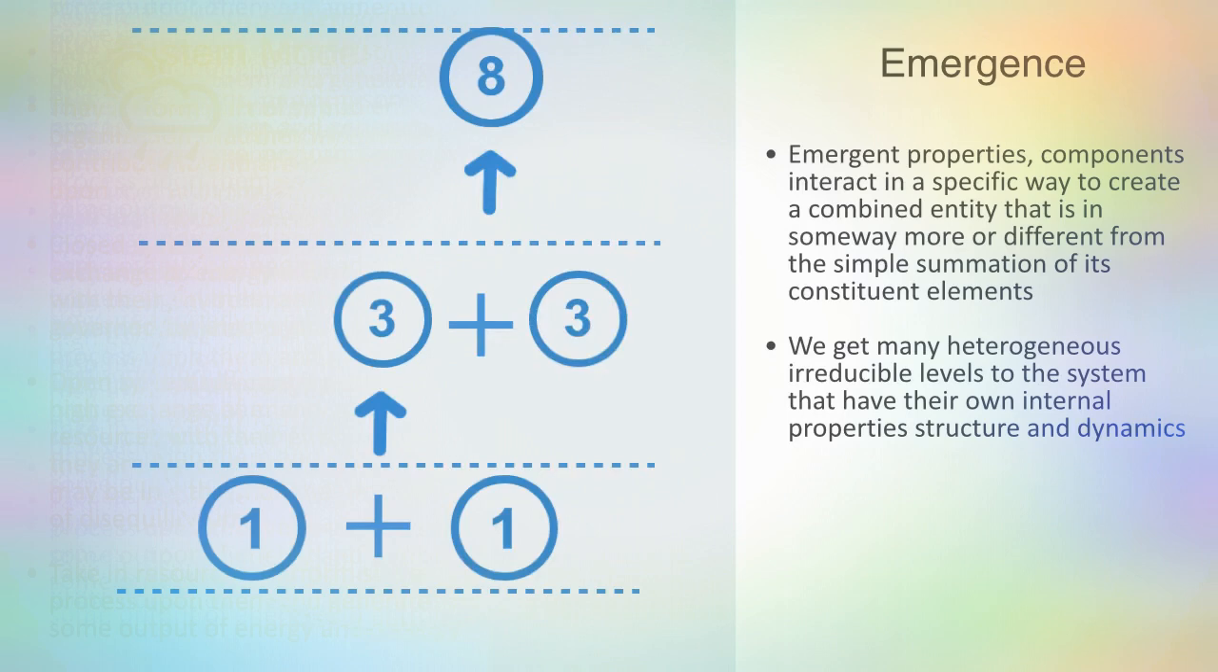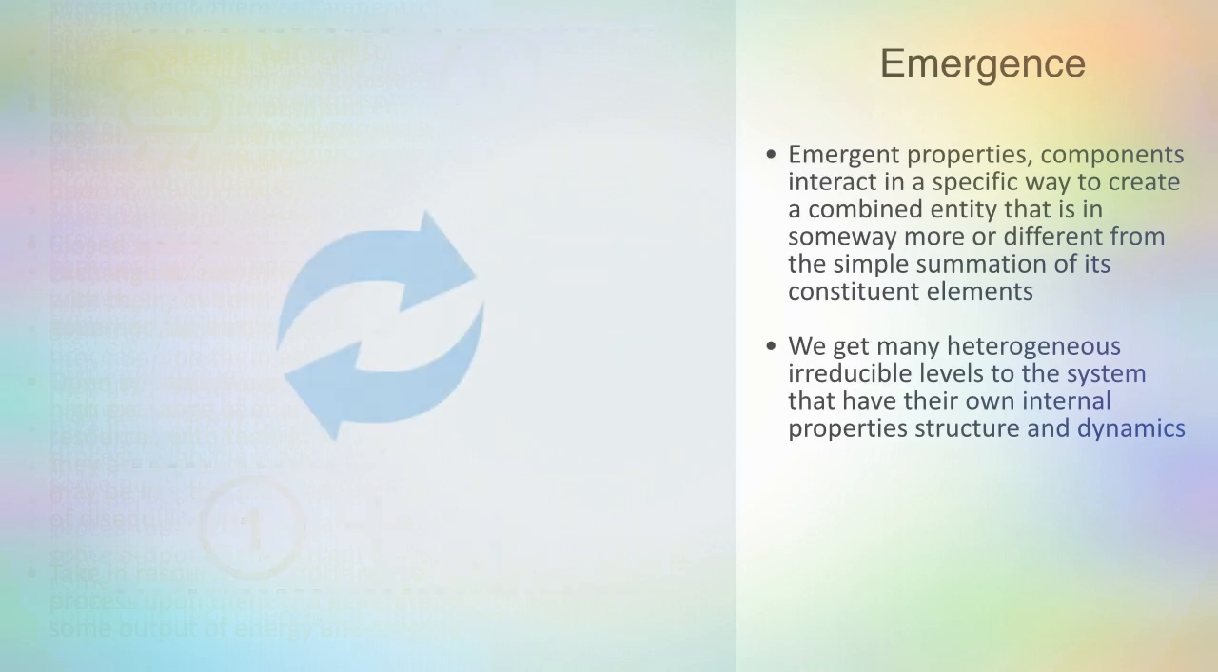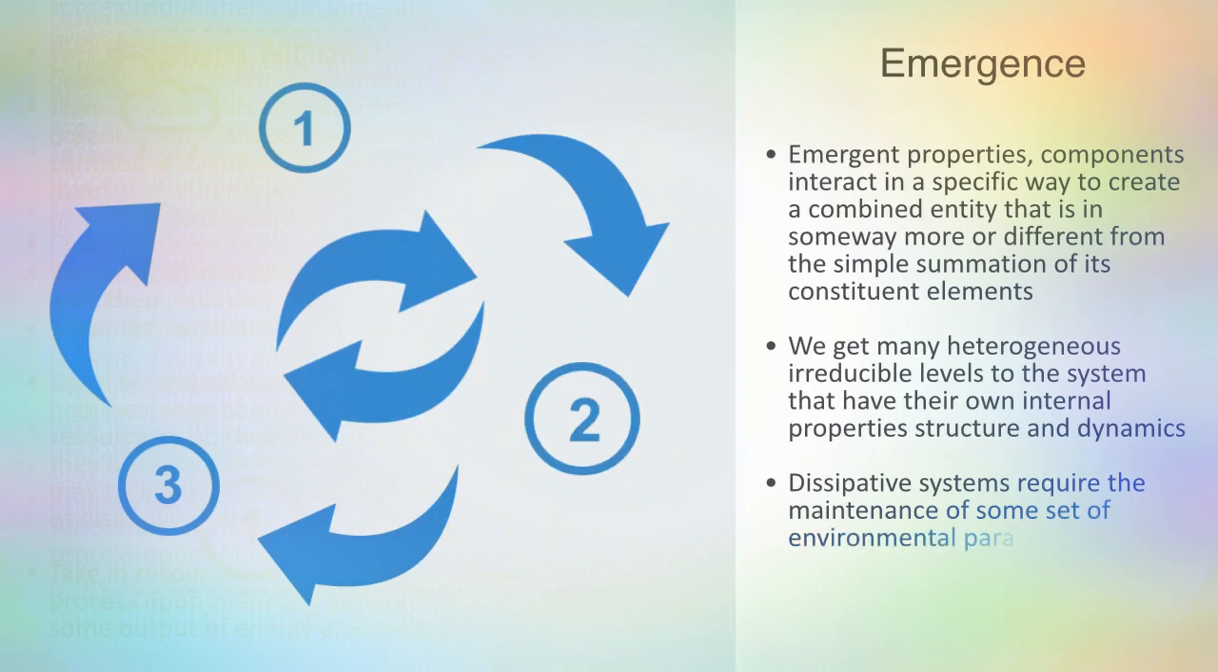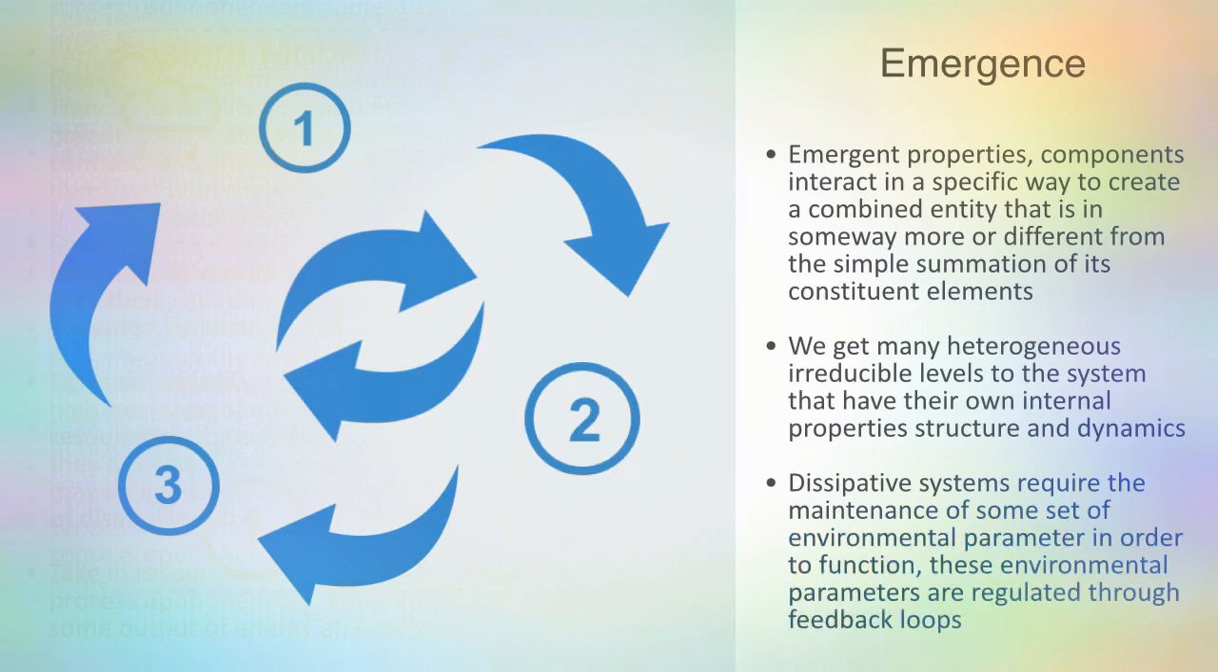Finally, systems are regulated by a set of negative and positive feedback loops that define the system's pattern of development over time. Dissipative systems require the maintenance of some set of environmental parameters in order to function. These environmental parameters are regulated through feedback loops, and the process whereby this takes place is called homeostasis.